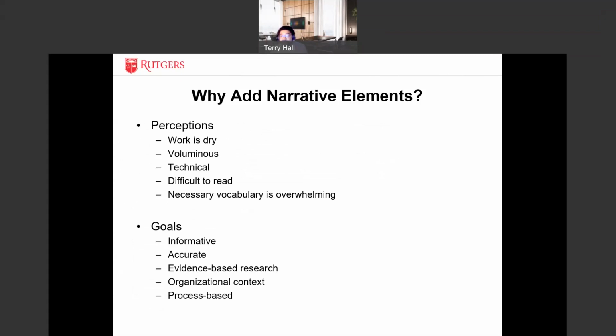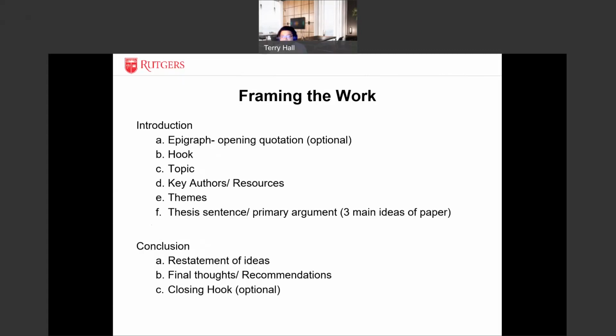So what we want to do by adding a narrative element is remain informative, be accurate, and use evidence-based research to really support our ideas. We put these ideas into the context of the work we're doing, and we also focus on the process of getting the work done. In this way, we can add length to the paper while also providing the reader with an entry point that allows them to understand and comprehend the information that's before them.